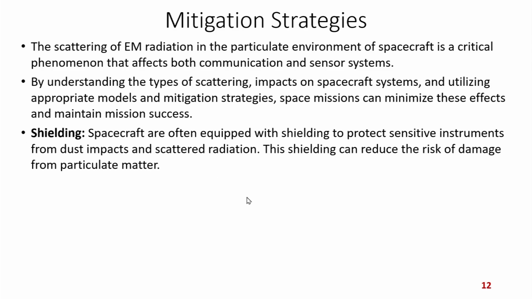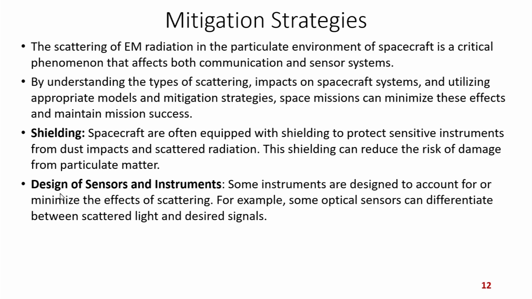So, one of the mitigation strategies is to use proper shielding. Spacecraft are often equipped with shielding to protect sensitive instruments from dust impacts and scattered radiation. This shielding can reduce the risks of damage from the particulate matter. Then there is the design of sensors and instruments. Some instruments can be designed using various types of filtering techniques, so that it can minimize the effects of the scattering. For example, some optical sensors can differentiate between the scattered light and the desired signals.